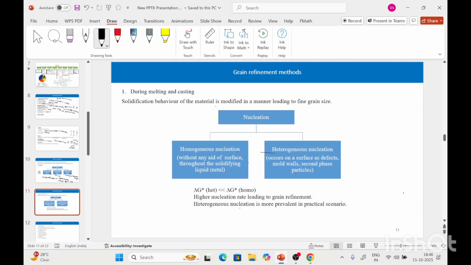If these defects are present in the material, that will improve the nucleation rate, and because the nucleation rate is increasing, the grain size will be smaller, because more grains will form. So heterogeneous nucleation is more prevalent in practical scenarios because some type of defects will always be present during the solidification process.